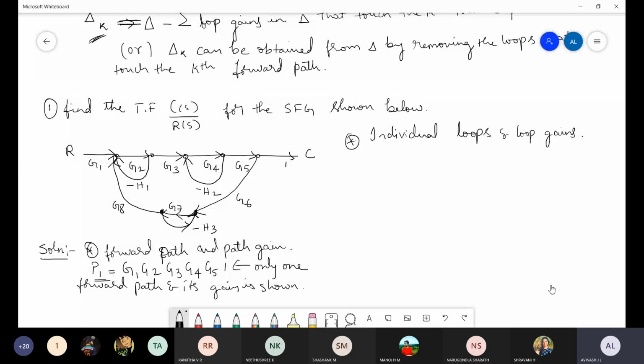How many loops can you find? Are you all there or what? Nitin, can you tell me? G2 minus H1, sir. Loop 1. Okay, first, fine. Next loop I will call. Nitishri, can you tell the second loop? Okay, she is not there. Sharath, can you tell the second loop? G4 minus H2.